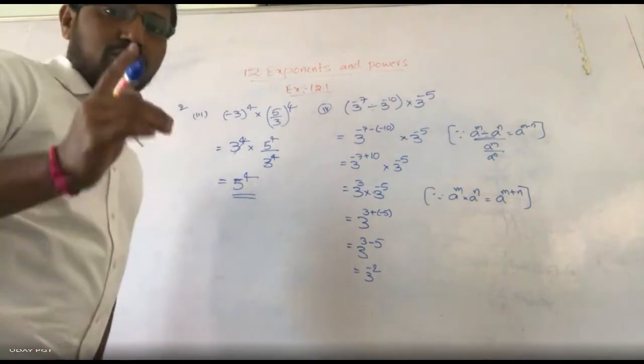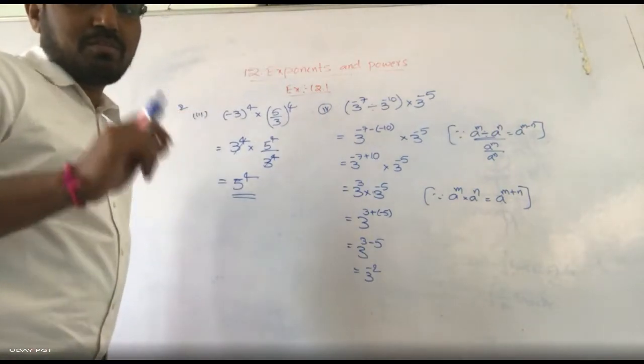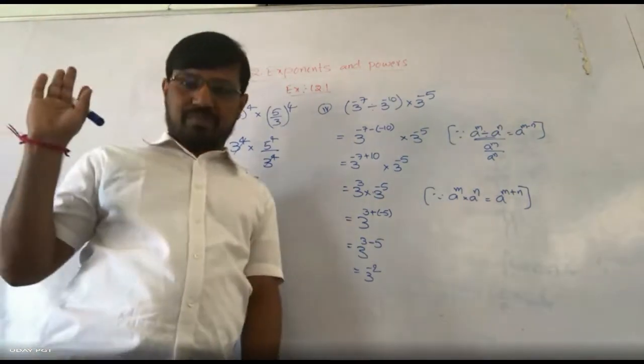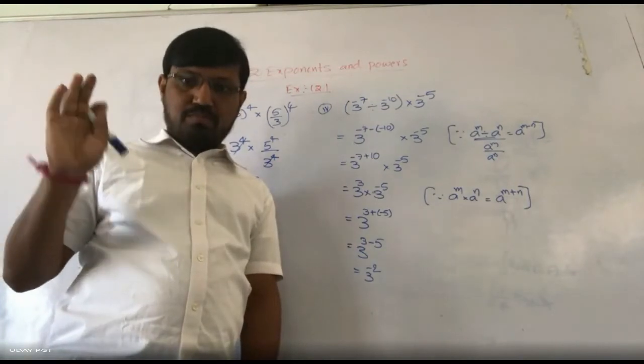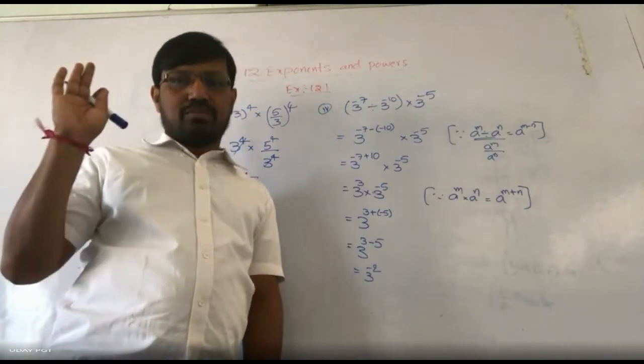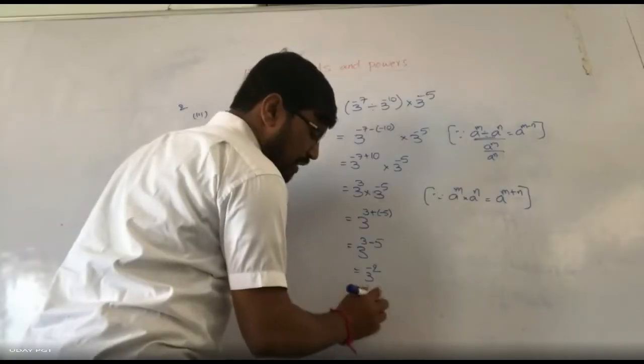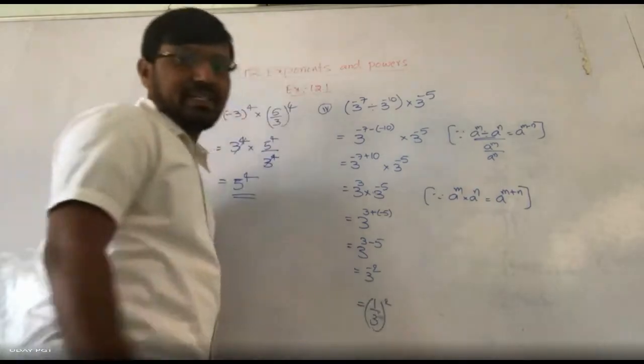But the question says the power should be positive. So 1 by 3 power 2, that is 1 by 3 square. You can write it as 1 by 3 whole square. Is that clear to you? Yes, sir.